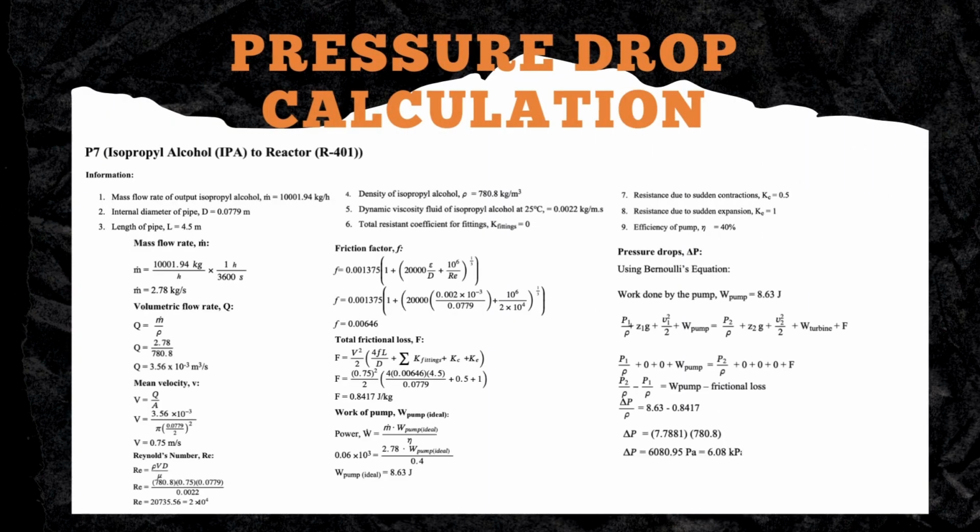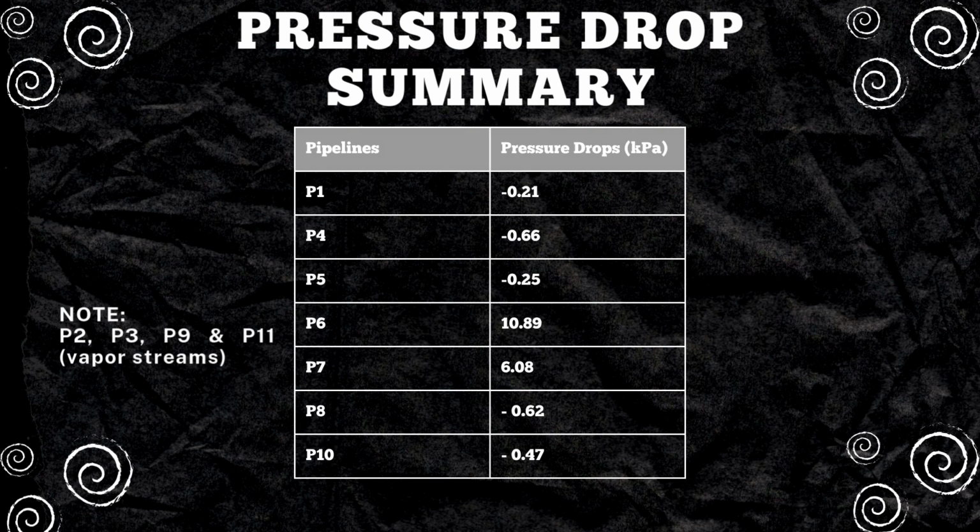This is an example for a pipe that contains a pump. So we just do the same steps. Since a pump is present, we calculate the work done by the pump using efficiency and power equations. Finally, applying Bernoulli's equation, we include the pump's contribution to the energy balance and determine the pressure drop, which reflects energy changes due to friction and pumping effects. These steps apply to other pipes too, with different values based on flow, pipe size, and fluid properties. This is the summary of our pressure drop in each pipeline. Note that P2, P3, P9 and P11 are vapor streams.